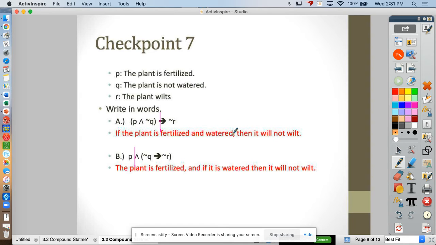Grammatically, we need to make sure it's in there correctly. So it says, if the plant is fertilized and watered, because remember, this one said it's not. Okay, so and watered, comma, then it will not wilt. This one, the break is after the first part, so the plant is fertilized, comma, and if it is watered, because remember up here it said not, then it will not wilt. Okay?